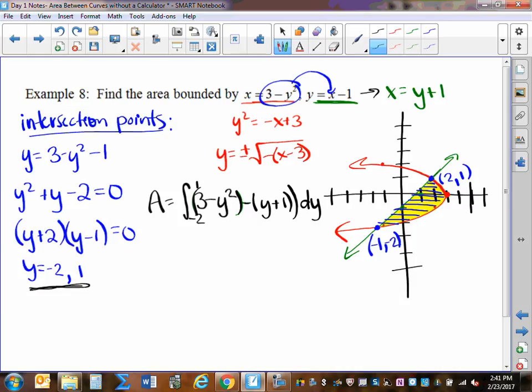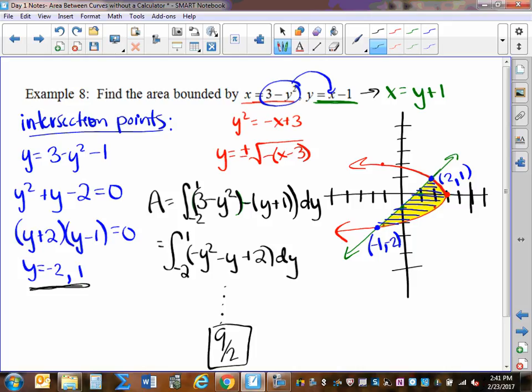Okay, questions on our setup here? Okay, carry on. -2 to 1. So we'd have, distribute that, -y squared minus y plus 2 dy. Do we agree with that? Okay. And then again, you would integrate it, and so on and so forth, and we get, in the end, 9/2, once again. Okay. Questions on that?